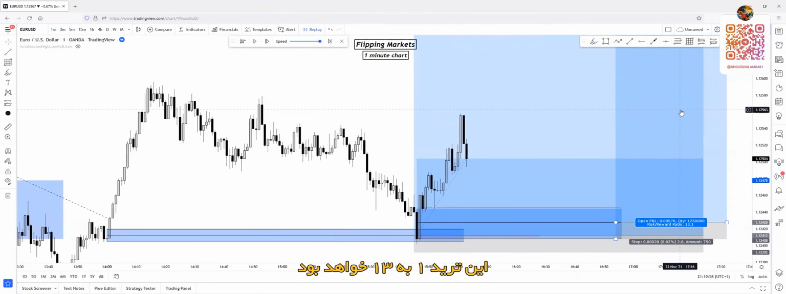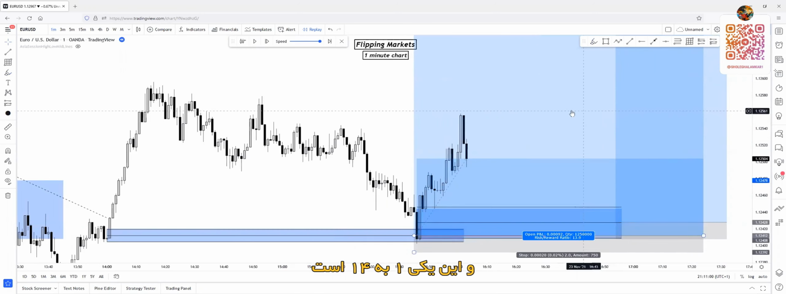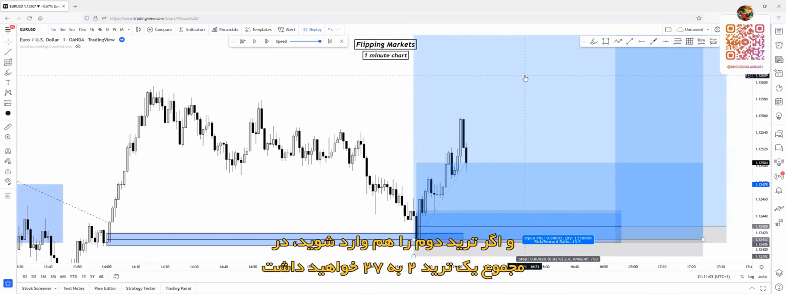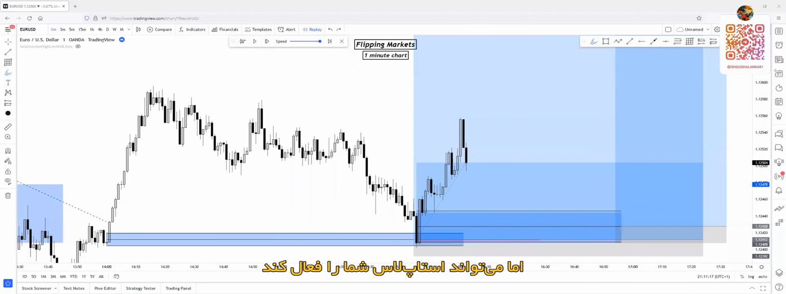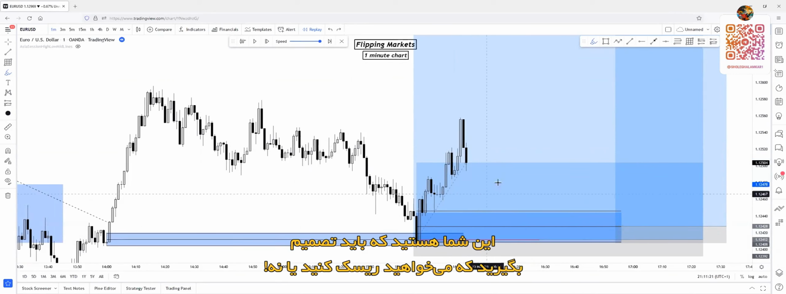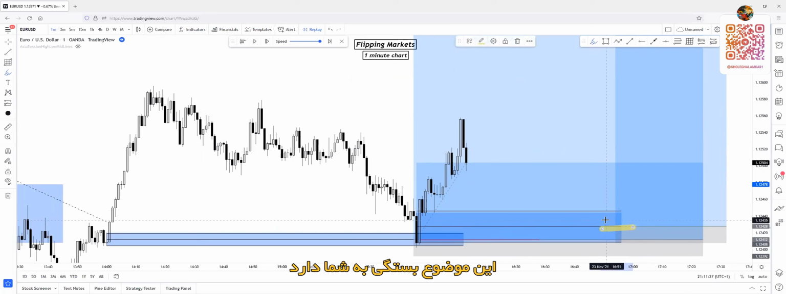And this zone will be 1 to 13. This is 1 to 14. So it's 2 to 27 risk-reward ratio if it tags us in. But it can also sweep you out of this trade and you can become part of the liquidity. So you have to risk it. You have to decide if you want to risk it or you have to decide if you don't want to risk it. It depends on you.